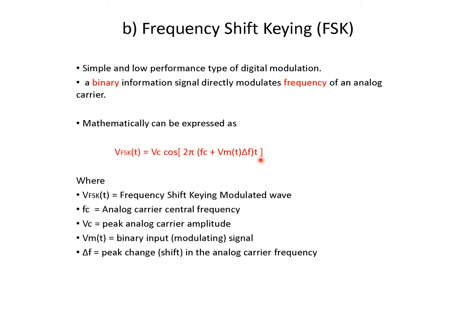The analog carrier will have a constant frequency, and that constant frequency will be modified to a new value according to the input signal. The change that comes in the frequency is delta f. So when there is an input, the frequency will vary by a value of delta f.